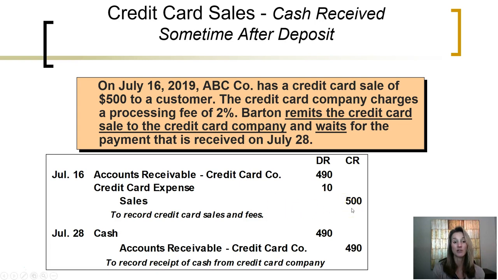Credit sales $500. But instead of receiving cash, we have a receivable. This receivable is from the credit card company. So we will debit accounts receivable and then debit the credit card expense for the $10 fee. When that receivable is actually paid on the 28th by the credit card company, we debit cash and decrease the accounts receivable from the credit card company.